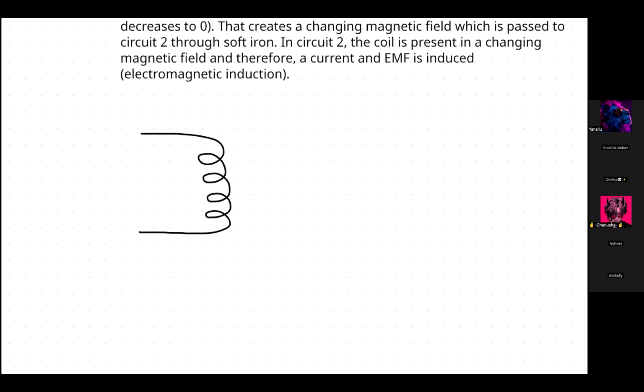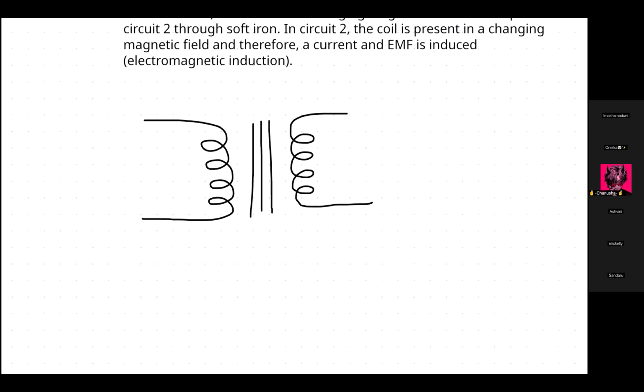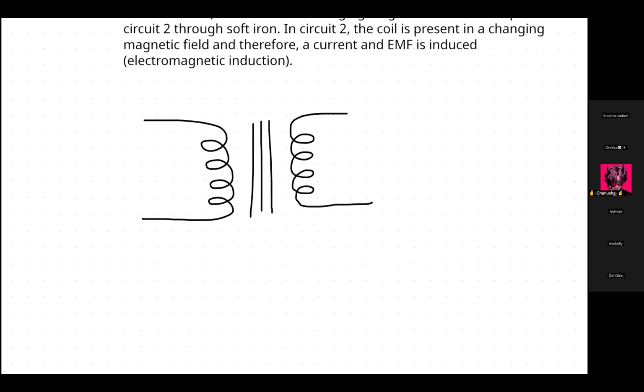And then we draw 3 lines in the middle. And on the other side, we are again drawing a coil. Circuit 1 and 2 again. This is the standard symbol of a transformer. This is circuit 1, this is circuit 2, and the middle shows the soft iron. The soft iron, because the magnetic field is passed through the soft iron, right?